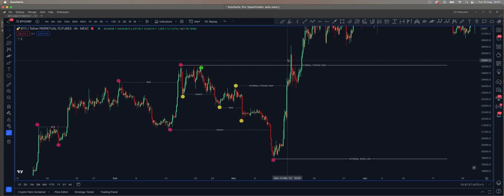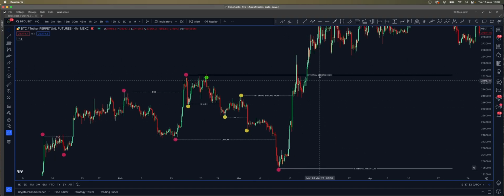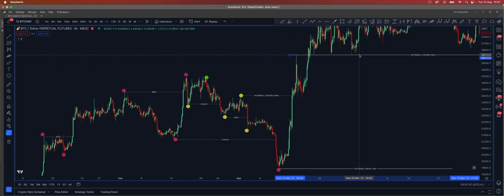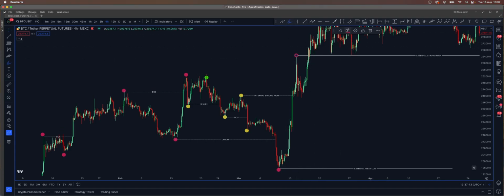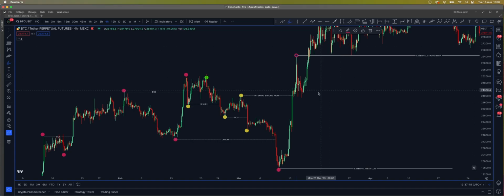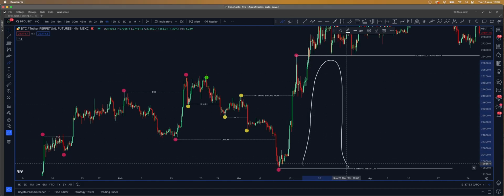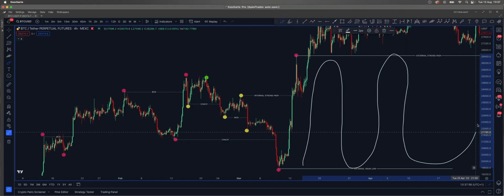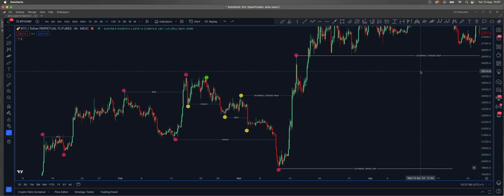So price comes back into the external strong high, comes back down. So we now have what? A new range here. Okay. And we are back bullish again on the swing. Of course, what do we do? Just like what we always do. This has probably been the biggest swing range so far. It's quite a swing range there.